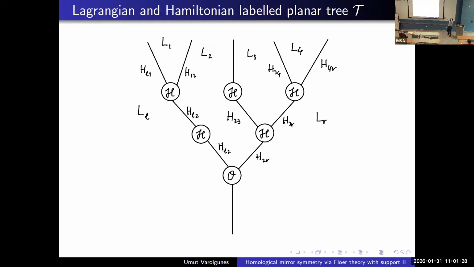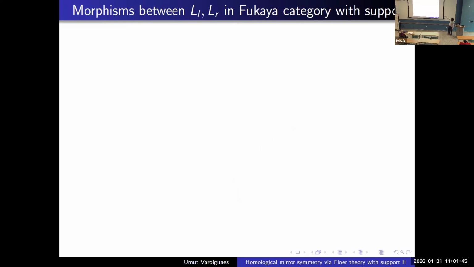Let me try to tell you the outcome of the construction in this case, ignoring the formalism, just telling you the chain complex which I get as the morphism space between Lagrangians L left and L right in the Fukaya category with support. I want to tell you what the morphism space between L left and L right is. It's going to be a huge chain complex.